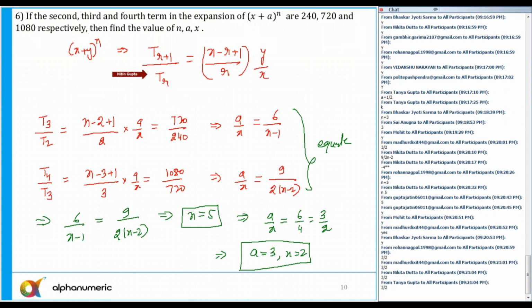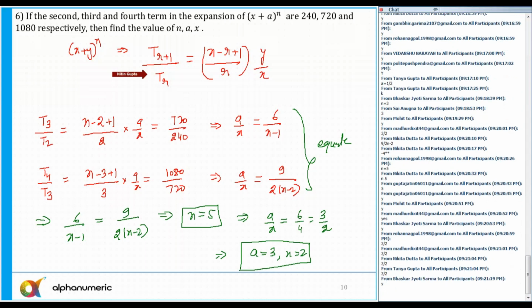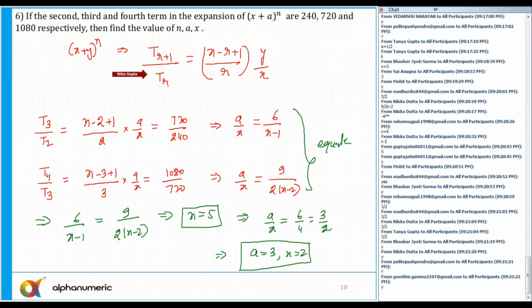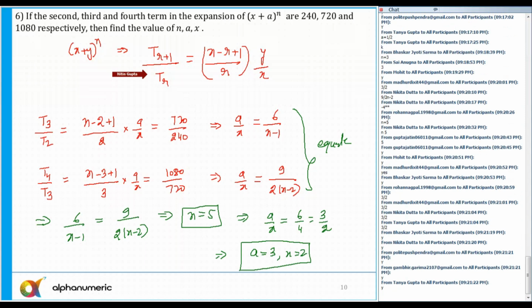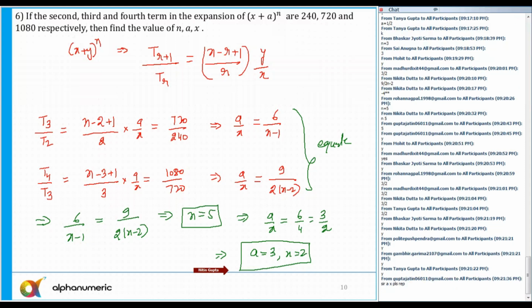Is that clear to all of you? Please respond. To find out a and x, if there is a confusion, then you can also find out the second term and third term, and then from there also you can find out a and x. So can I move to the next slide? Please tell me.